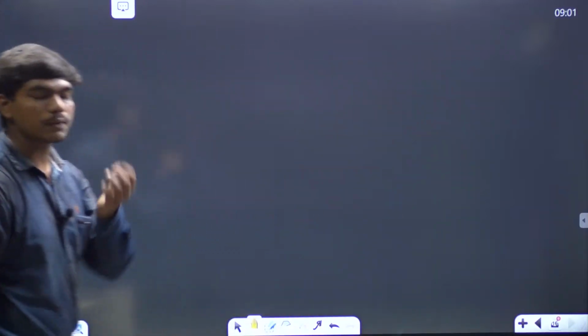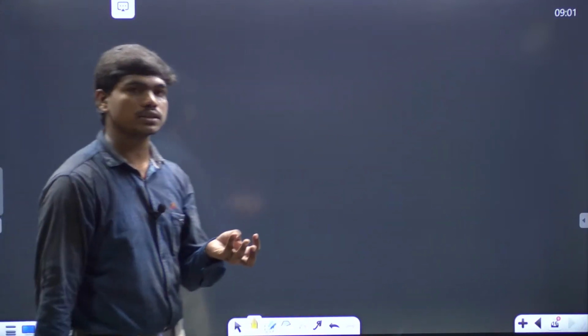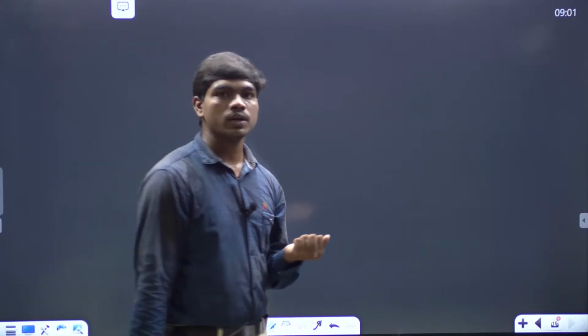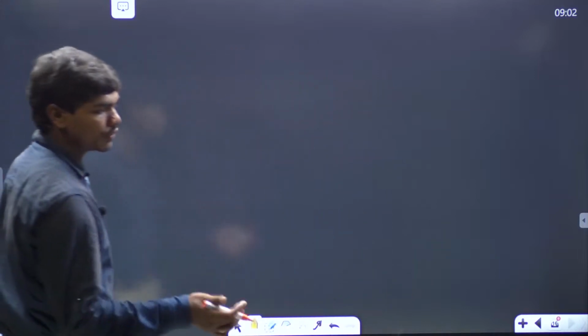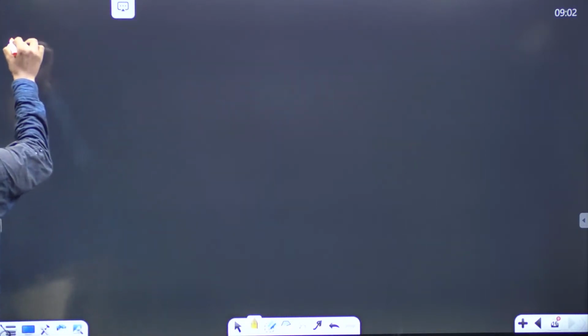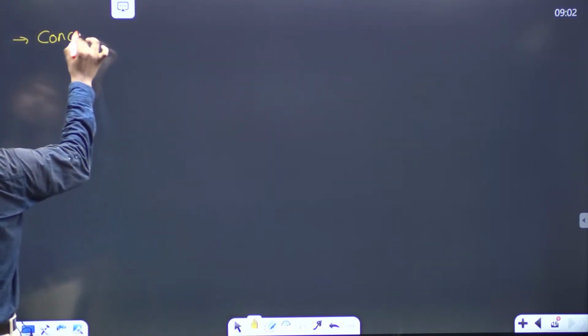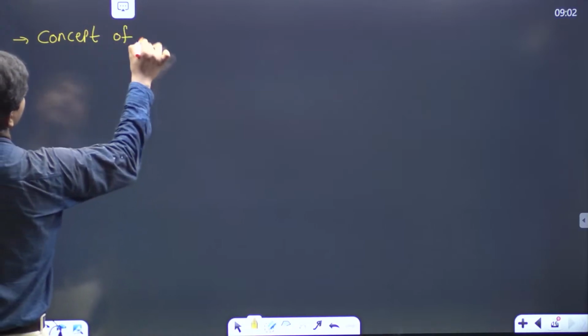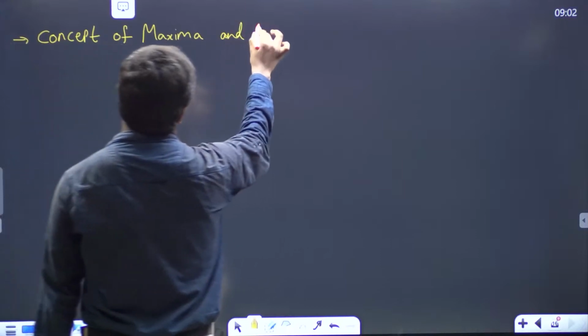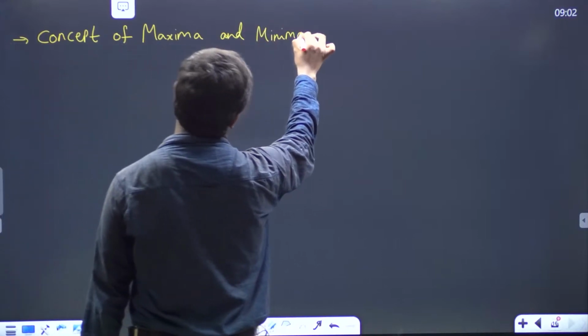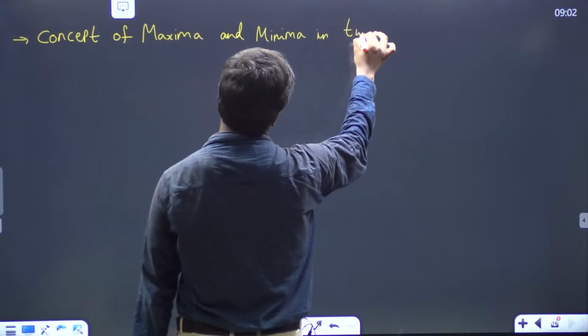So let me introduce one important concept at this stage. Since you know how to calculate partial derivatives of z with respect to x and y, and also higher order derivatives, meaning dou square z by dou x square, dou square z by dou x dou y, and dou square z by dou y square, I would like to go for the concept of maxima and minima in two variables.